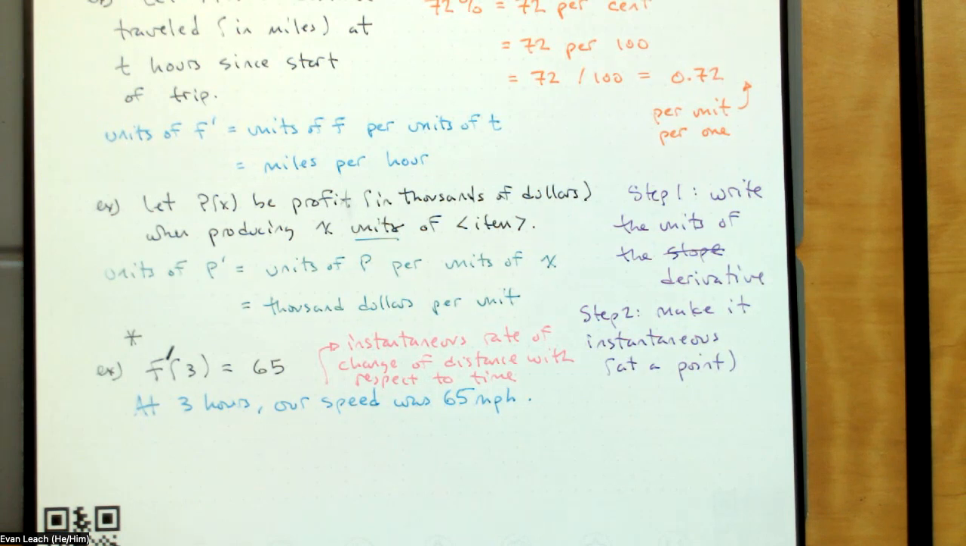Any questions? Step 1, write the units of the slope. Step 2, just interpret it instantaneously. Remember, the derivative is telling you what's going on at a point. It's a speedometer reading. At 3 hours into our trip, our speedometer reading says 65 miles per hour because we're good law-abiding drivers.